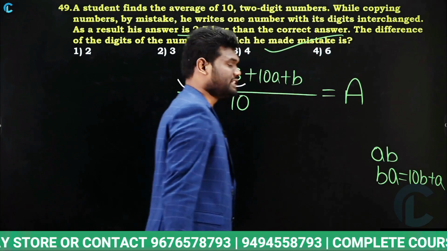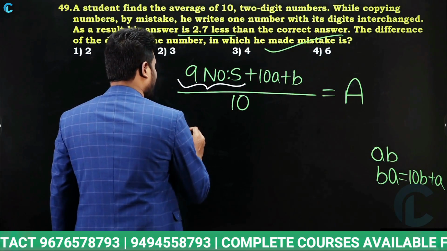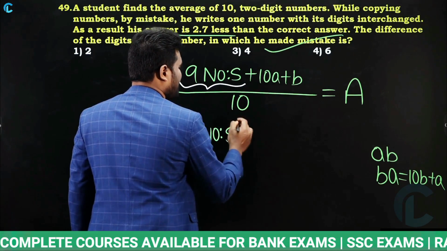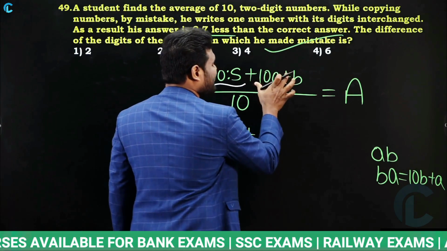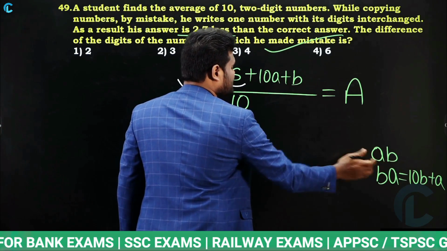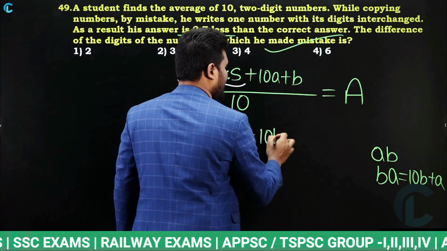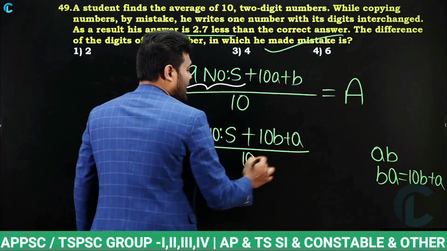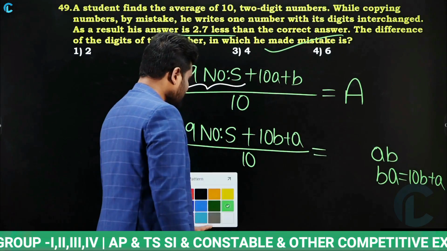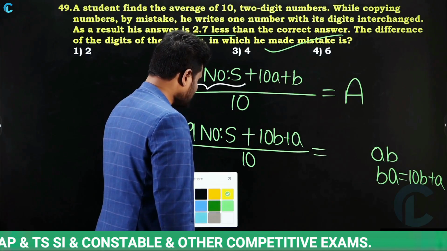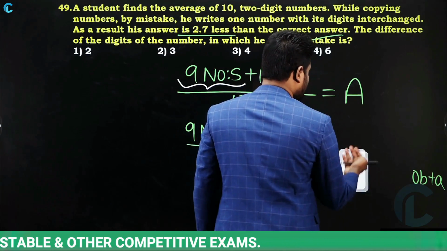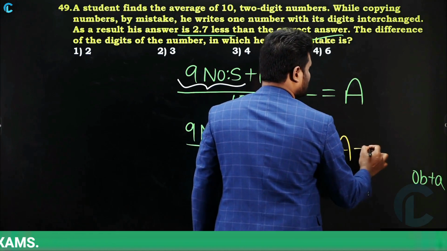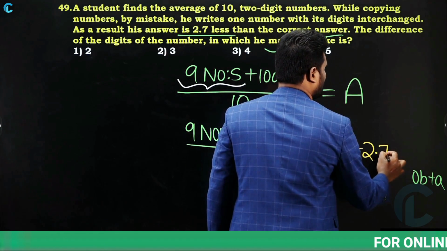Yes or no? If it is going to be interchanged, then what happens? These 9 numbers have no change. The 9 numbers will be the same as they are. But this 10th number is interchanged. AB interchanged as BA, then it is going to be 10B plus A. As it is an average, divide by 10. Now due to this, what happened? The answer is going to get less. How much less? 2.7 less. Initially it is A, now it is going to be A minus 2.7.